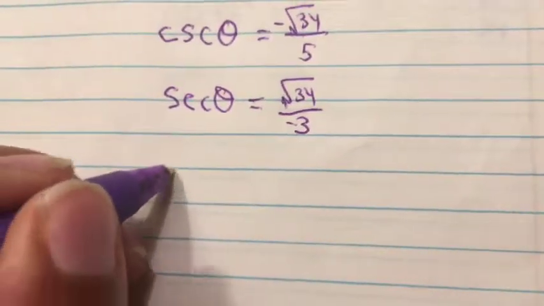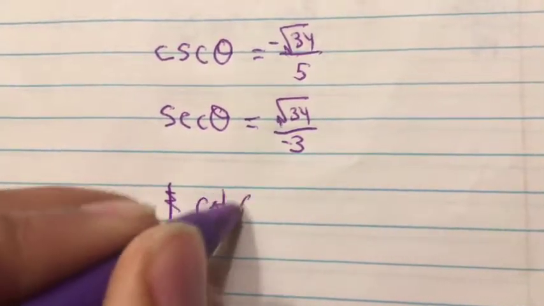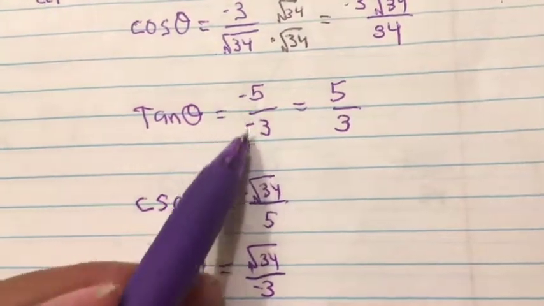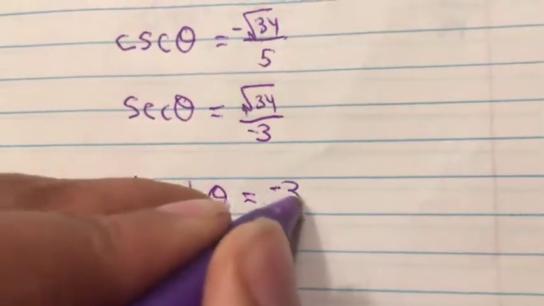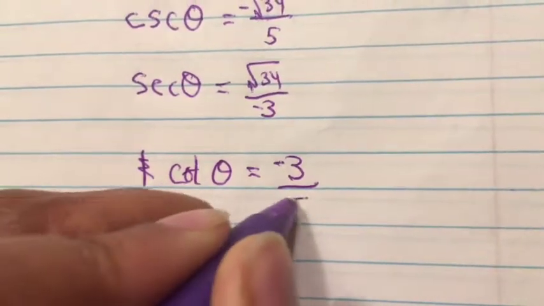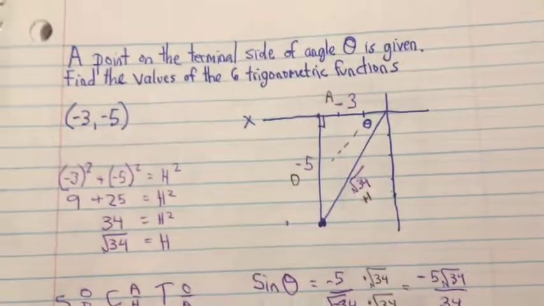And then for our cotangent, we can flip the tangent. We're going to have negative 3 over negative 5, which is 3 over 5. All right, and that is how we do this problem.